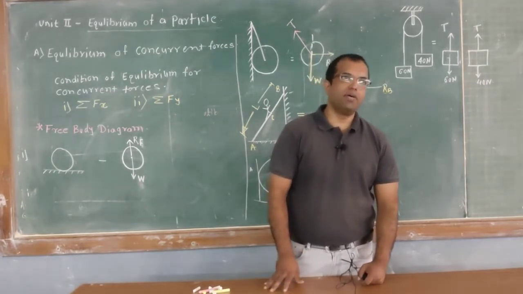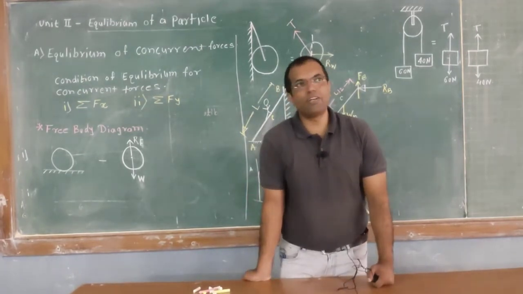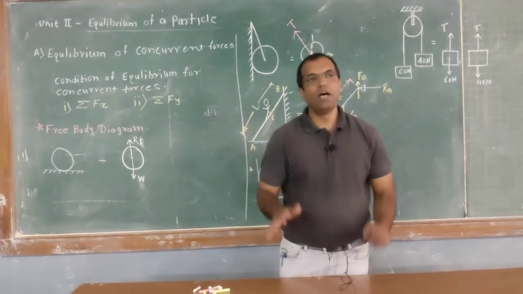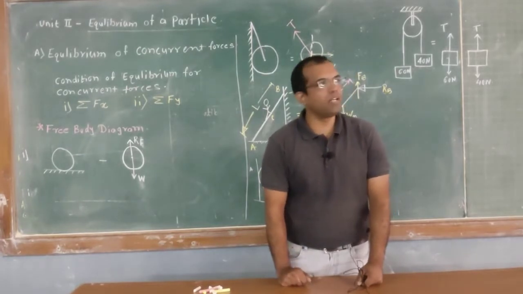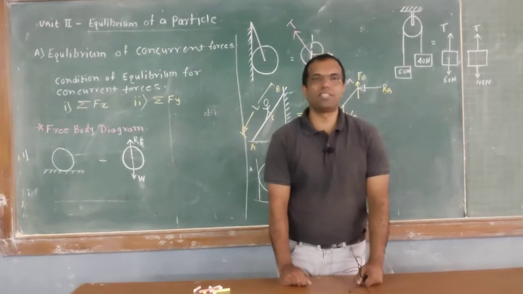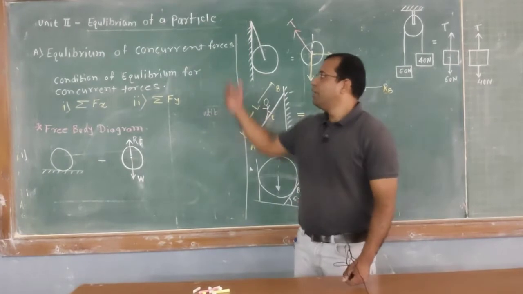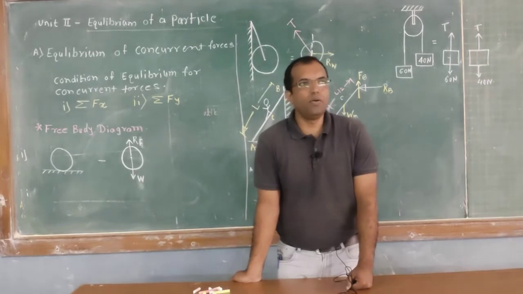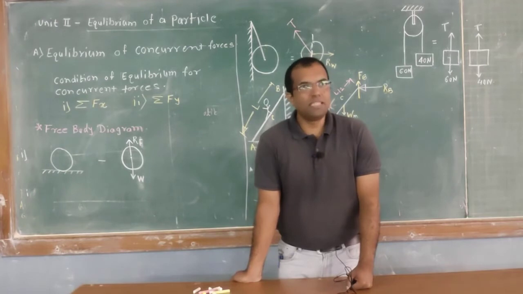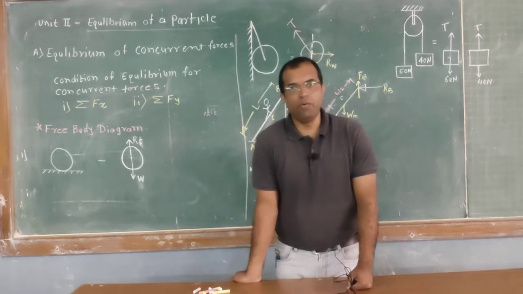When a structure is stable, what is the meaning of that? A structure is stable when the net effect of all the forces on that structure is zero. Then and only then can we call the system is in equilibrium. So here is another way to define equilibrium. The first way is that when the net effect of all the forces is zero, we call the system in equilibrium. When the resultant of a system of forces is zero, the system is in equilibrium.